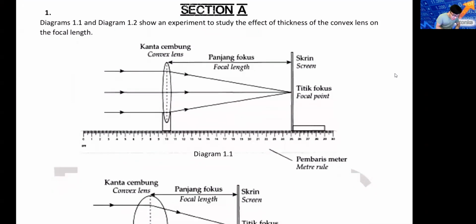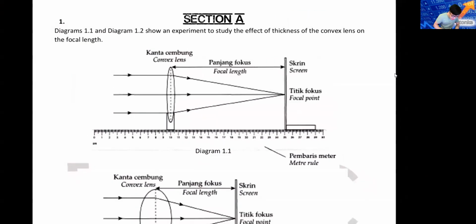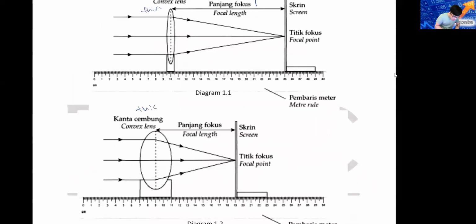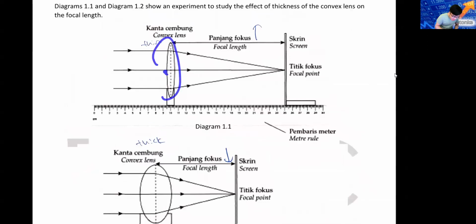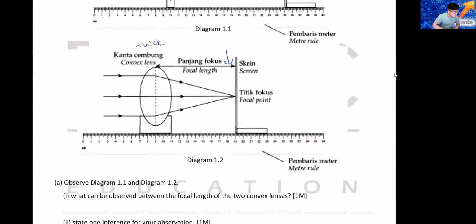So let's look at section A. Even if you don't know this chapter, you look at the question, you know what they are trying to do. Diagram 1.1 and diagram 1.2 show an experiment to study the effect of thickness of convex lens on the focal length. So if I use a thin lens, the focal length is long. And if I use a thick lens, if the thickness is high, you will see very short focal length. You see, this is what I said in the notes just now. So thin lens, long focal length. Thick lens, short focal length. See, no studying here.